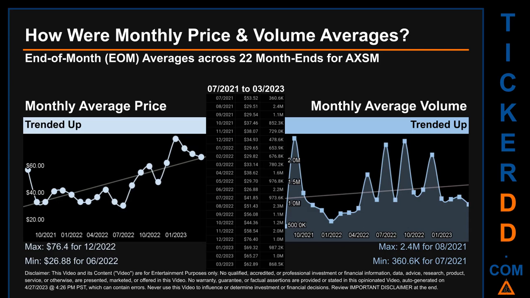Across 448 trading days, there were a total of 22 month ends, of which monthly averages for daily price and volume were calculated. Overall, monthly price average trended up while monthly volume average trended up. The maximum end of month average price was $76.40 for 12 2020, while the minimum was $26.88 for 06 2022. Looking at volume, 08 2021 and 07 2021 respectively saw the highest and lowest monthly average volume at 2.4 million and 360.6 thousand.